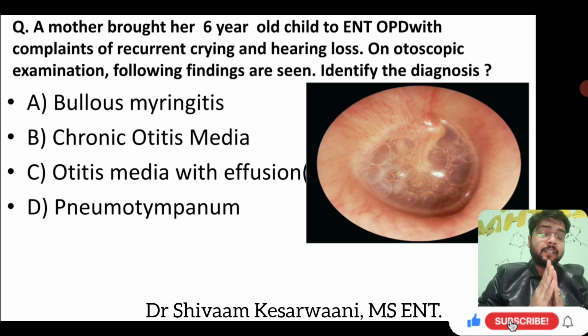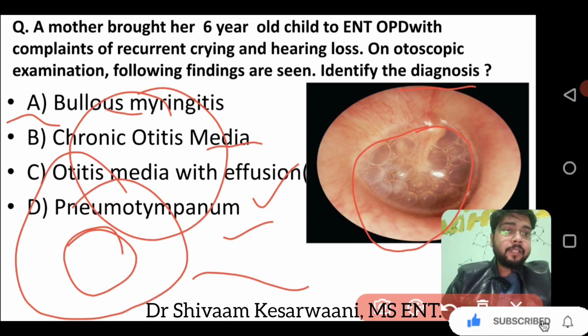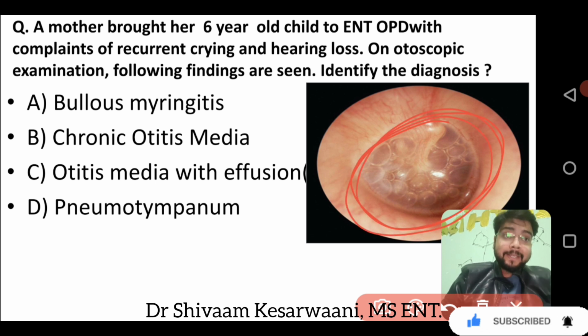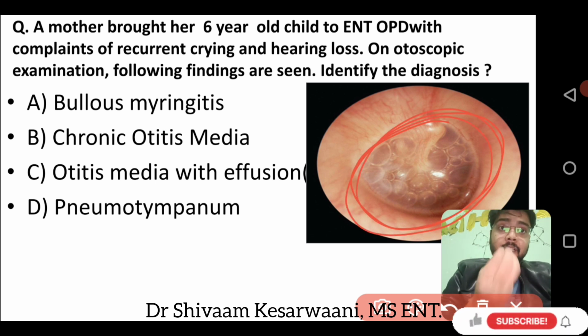So the spot diagnosis is, you can see a lot of bubbles, right? You can see lots of air bubbles behind the tympanic membrane, and this indicates a collection of air and fluid level.